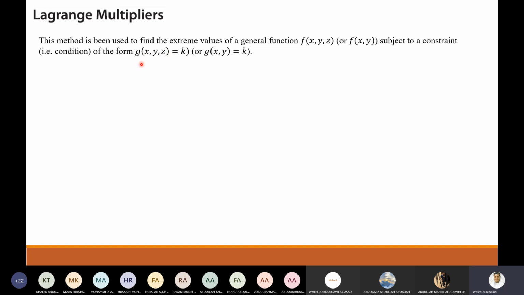Now, in the previous section, 14.7, we found the maximum and minimum values of a function on the entire domain, or in a closed bounded set. This is what we did. Or sometimes we imposed a condition, like in the optimization problems. But for those particular problems where you find the maximum and minimum value of a function f with a certain constraint, we can use another method, which is what we call Lagrange multipliers.